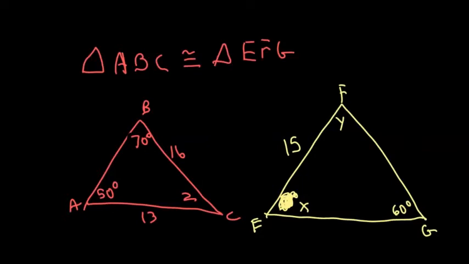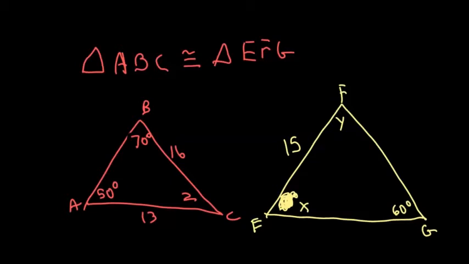Alright, so I'm giving you that triangle ABC is congruent to EFG. So we have to be able to then match corresponding sides. I have these facing the same way, but they don't always face the same way. Sometimes you'll have one of the triangles rotated or something. So you still need to be able to match the corresponding sides.